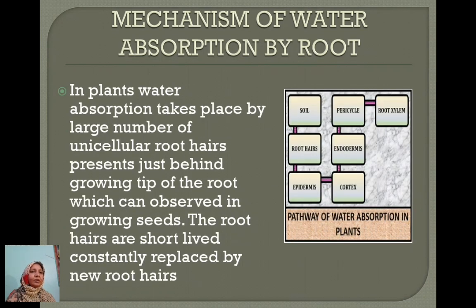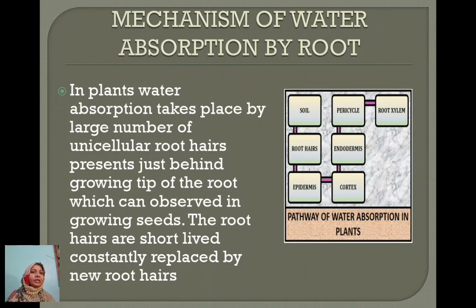The mechanism, or pathway, of absorption of water in the plant is as shown in the figure. Plant water absorption takes place by a large number of unicellular root hairs present just behind the growing tip of the root, which can be observed in growing seeds also. The root hairs are short-lived and they are constantly replaced by new root hairs.